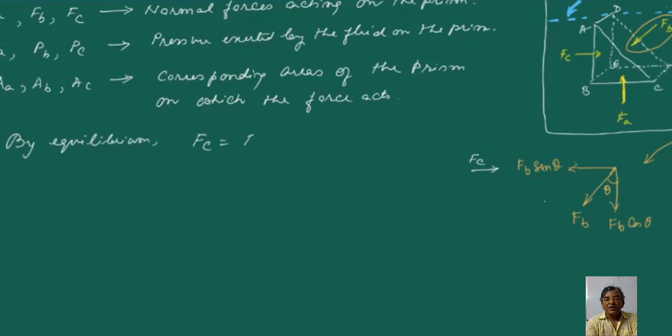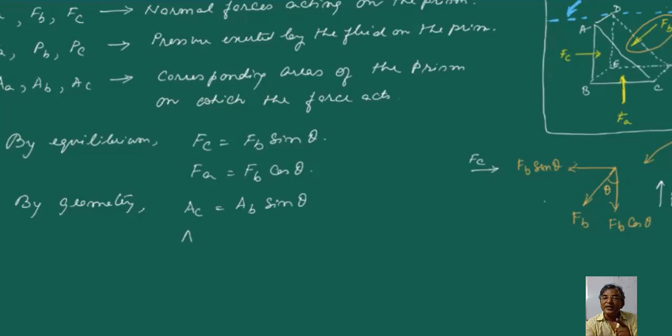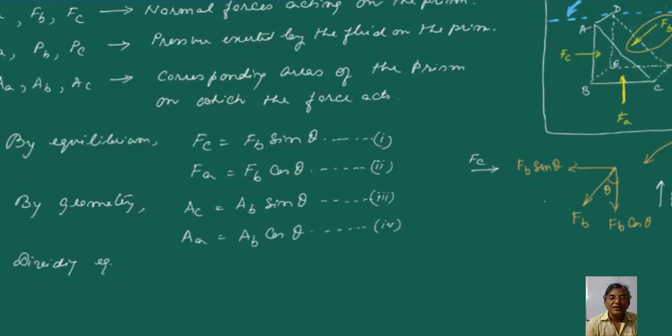Now we have seen, as we have resolved the components of FB, that by taking the direction of FA and FC, the direction of FC is opposite to FB sin theta. So we can write that FC is equal to FB sin theta. FA is opposite to FB cos theta, so FA is equal to FB cos theta. And from the geometry of the figure, you can write AC is equal to AB sin theta and AA is equal to AB cos theta.